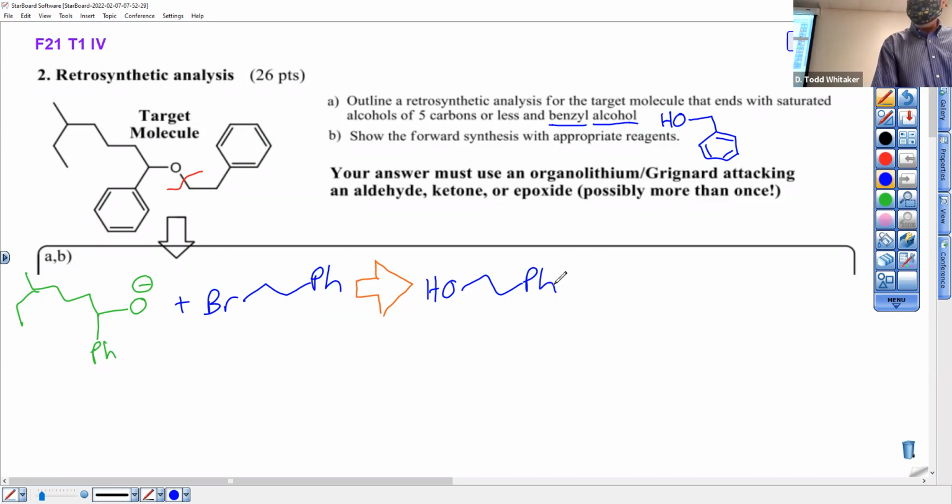So do not panic. We know how to make bonds using things called organolithiums or Grignard reagents attacking aldehydes or ketones. And after the attack, the aldehyde or ketone loses its pi bond and becomes an alcohol. So if this carbon was an aldehyde, then I know how to make this bond, as long as this is an organolithium or a Grignard.